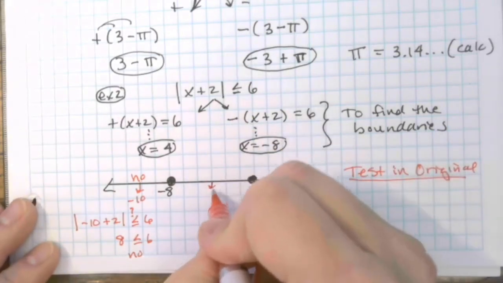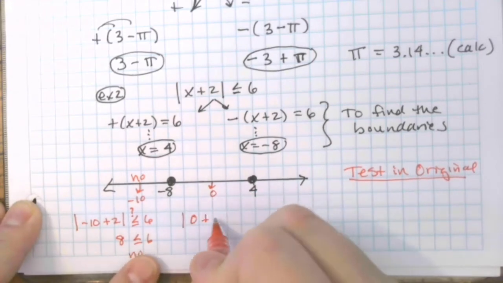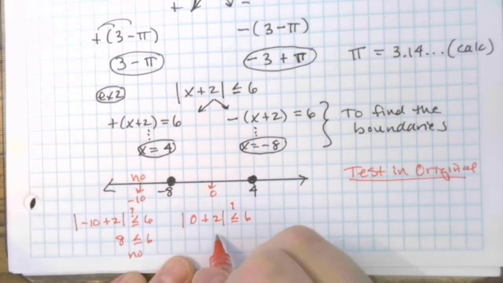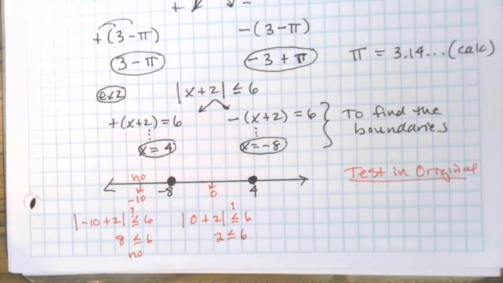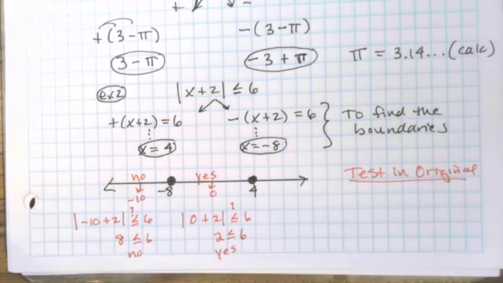Now we pick a number in the middle. I'm going to pick 0. So absolute value of 0 plus 2, is that less than or equal to 6? We end up with a 2, which is definitely less than or equal to 6. Yes, so we have solutions between -8 and 4.